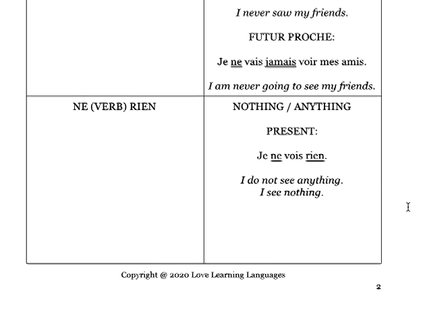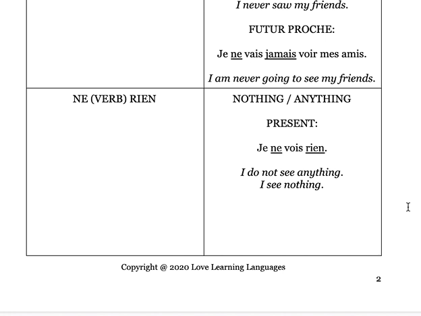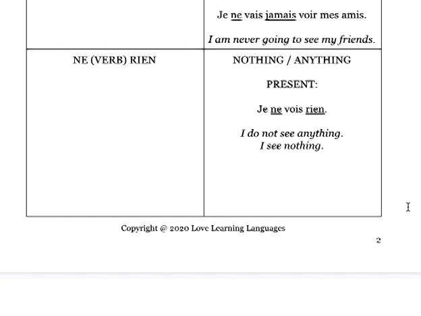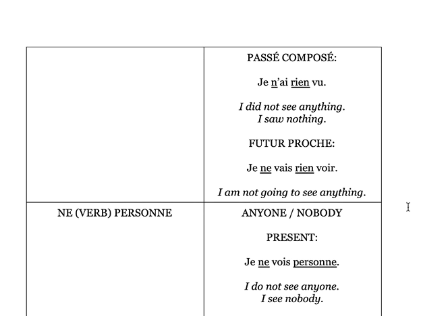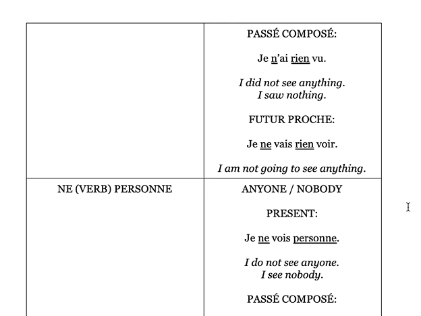D'accord? Here's another one that you're going to like. Rien means nothing or anything. So in the present, je ne vois rien. I do not see anything or I see nothing. Okay, you can take your pick in English, but in French, je ne vois rien. Passé composé, je n'ai rien vu. So I did not see anything or I saw nothing. And of course, in the future proche, je ne vais rien voir. I'm not going to see anything.